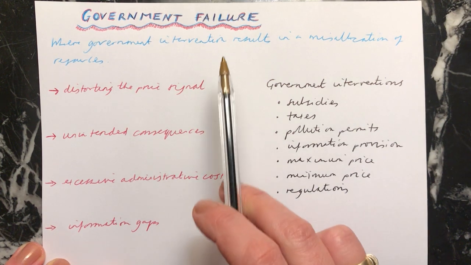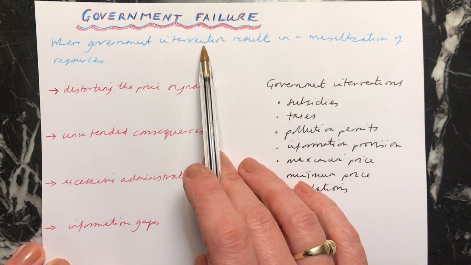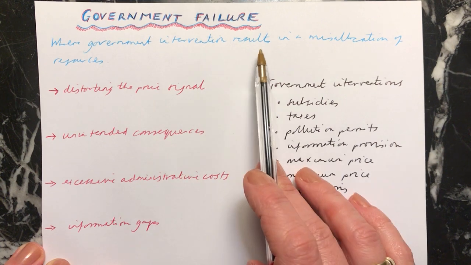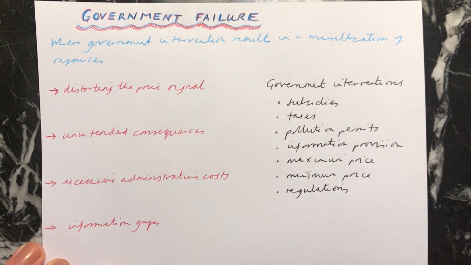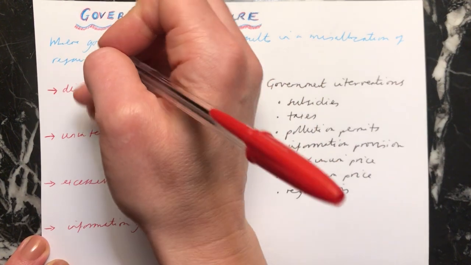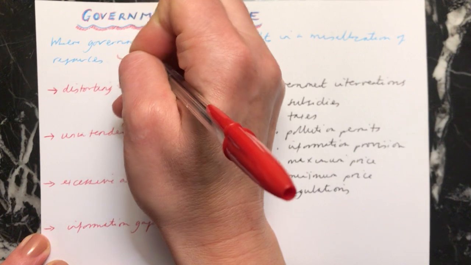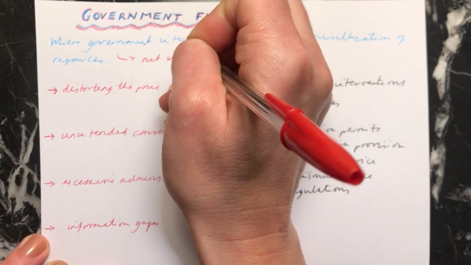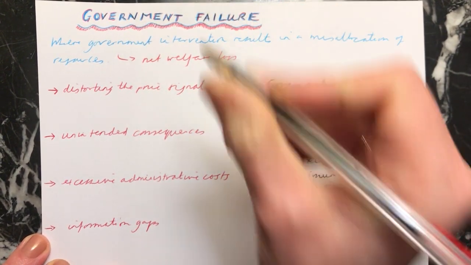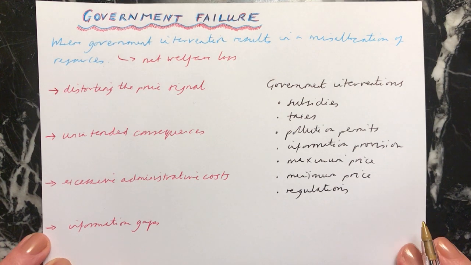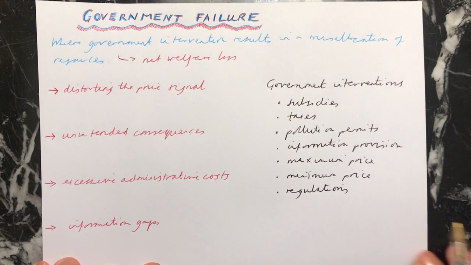Government failure is where the government intervention that may have occurred results in a misallocation of resources. So the government has intervened in the market, but it's resulted in the allocation of resources still being incorrect, and it isn't good for society. This means that we're going to have a net welfare loss still in existence. So the government have tried to solve a problem, but it still leads to a problem within society.